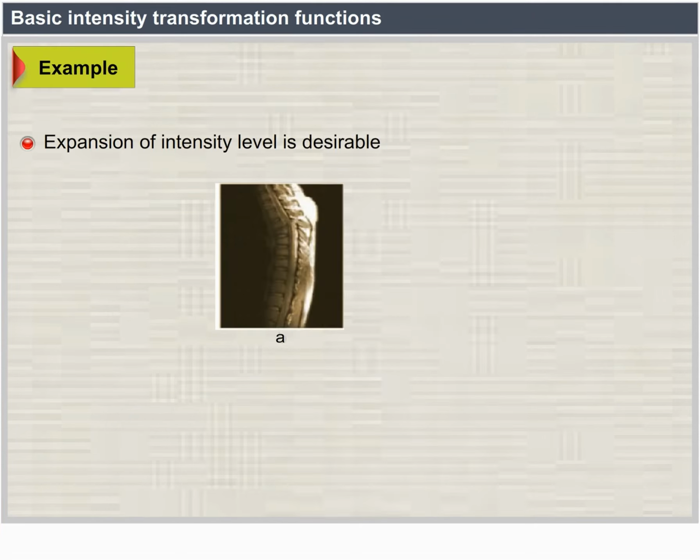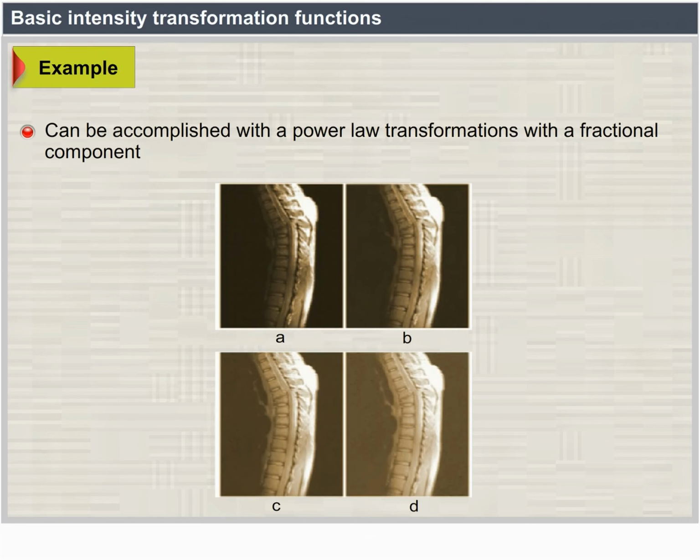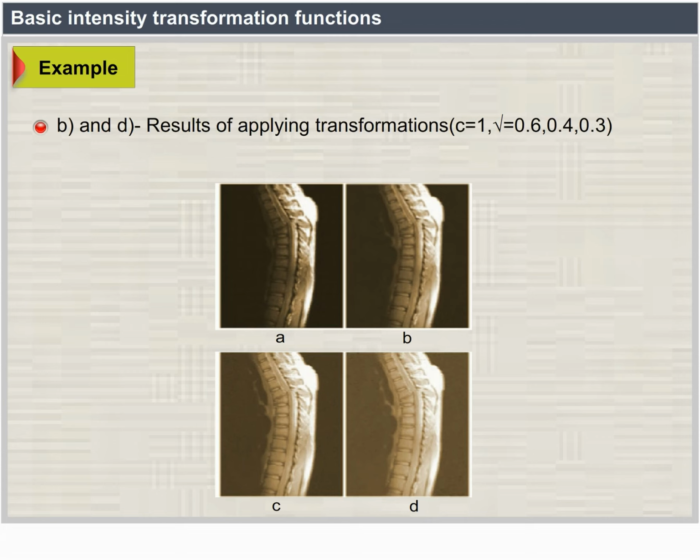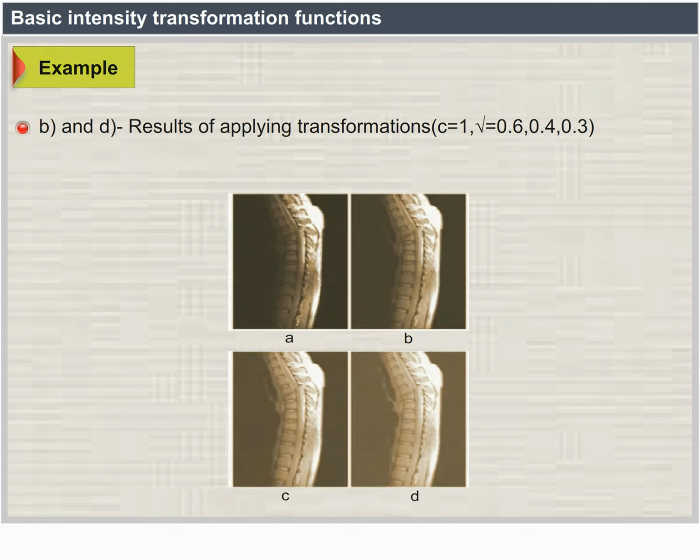Example: expansion of intensity levels is desirable. This can be accomplished with the power law transformation with a fractional exponent. Magnetic resonance image, MRI, of a fractured human spine, and results of applying transformations with C equals 1, gamma equals 0.6, 0.4, 0.3.